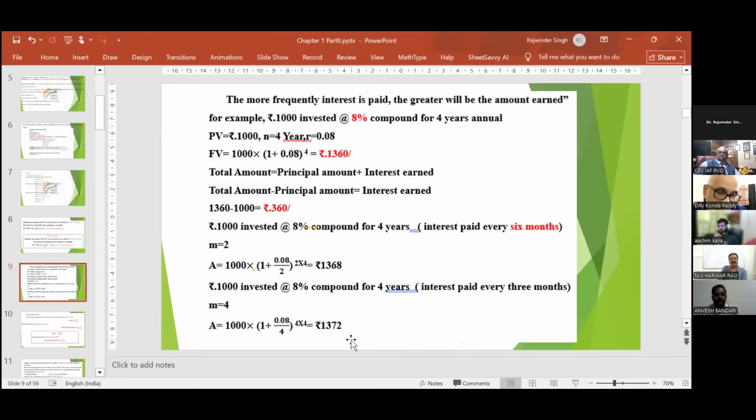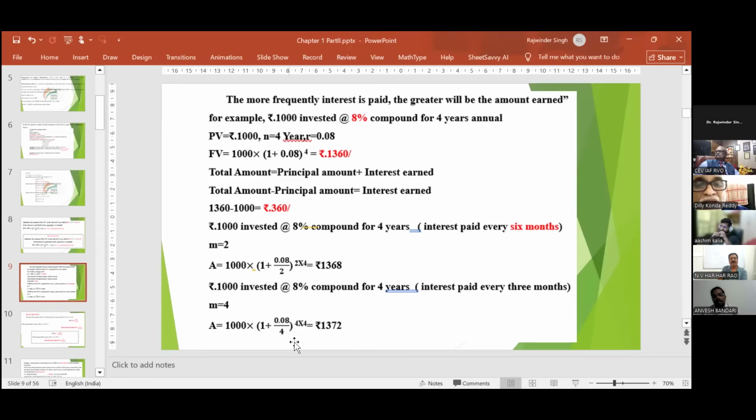Sir, if we are getting 8% 4 times per year, is it 0.08 divided by 4, that is 2%? Yes. We have to apply the rate for that period only. The rate of interest should be for the quarter. If you are getting 8% per year, it means you are getting 2% per quarter. If it is quarterly or half yearly, then we can use the formula 1 plus r by m to the power of mn.